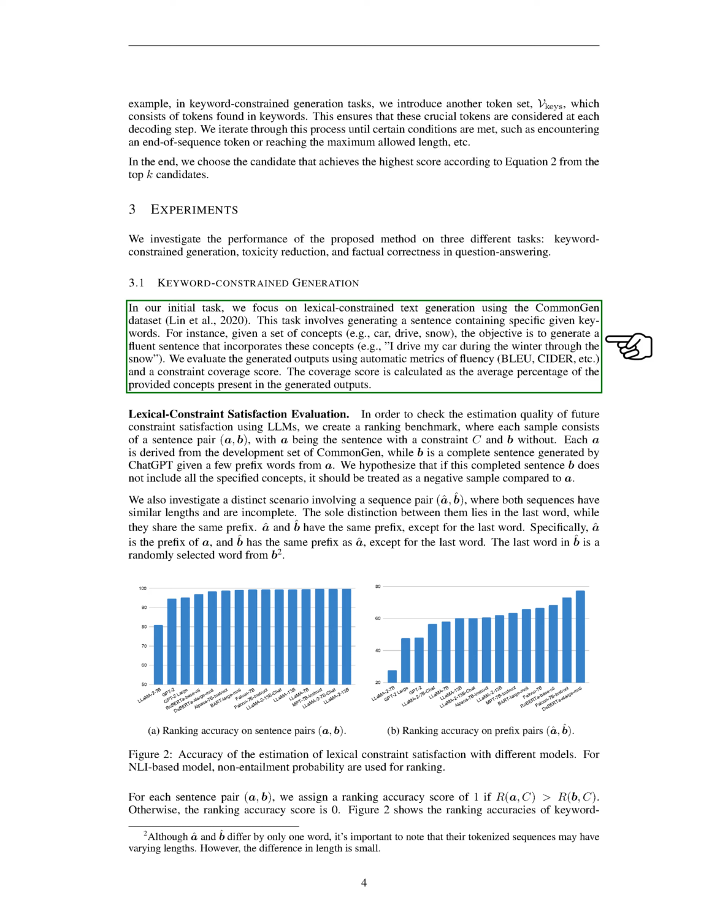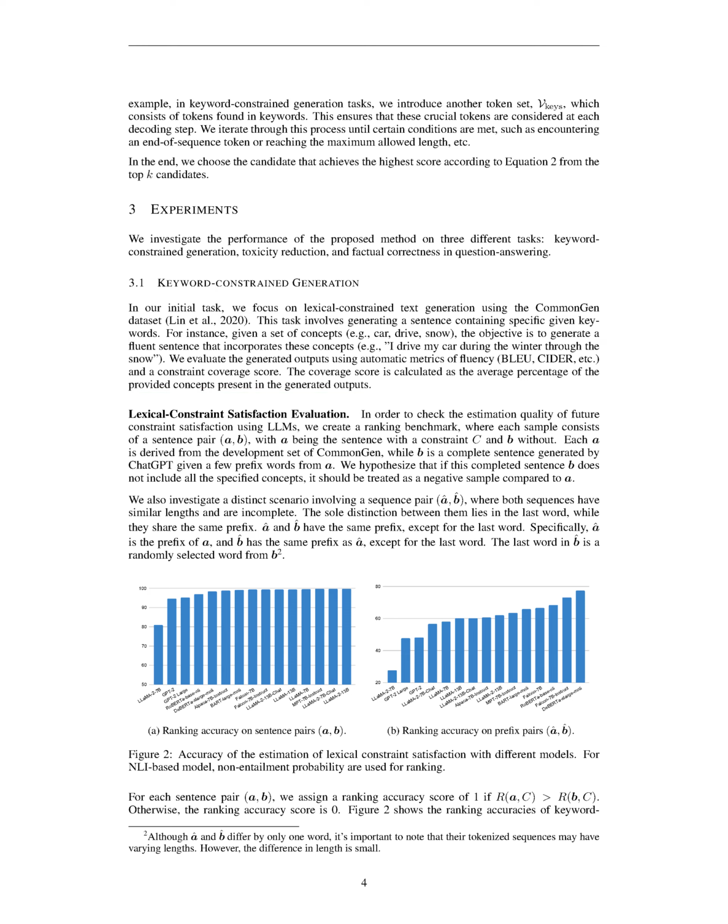For example, given a set of concepts, e.g., car, drive, snow, the goal is to generate a fluent sentence that incorporates these concepts, e.g., I drive my car during the winter through the snow. We evaluate the generated outputs using automatic metrics of fluency, BLEU, CIDEr, etc., and a constraint coverage score. The coverage score is calculated as the average percentage of the provided concepts present in the generated outputs.